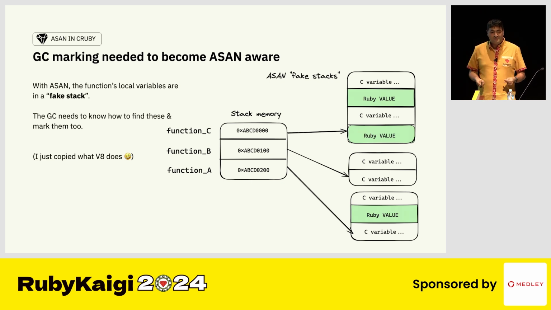Edge. I looked at the old Microsoft Edge code to find out how they did ASAN marking of GC like this and copied it into C Ruby. And that mostly worked.